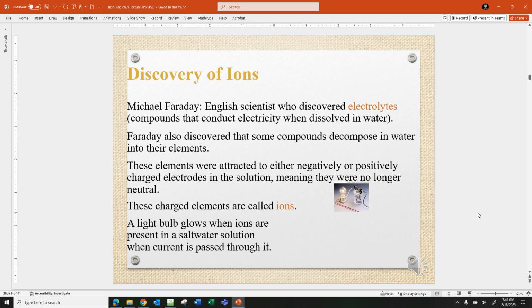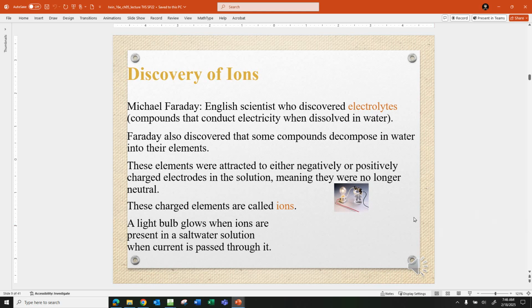So the discovery of ions started with Thomson and his cathode ray experiment, where he discovered the negative parts that were stuck into the positive parts of the atom. He coined electron, but later on it was cations and anions that were coined as positives and negatives. Then you've got Faraday, who discovered electrolytes, and he discovered that some compounds will decompose in water, and that they were either attracted to a positive or a negative side.